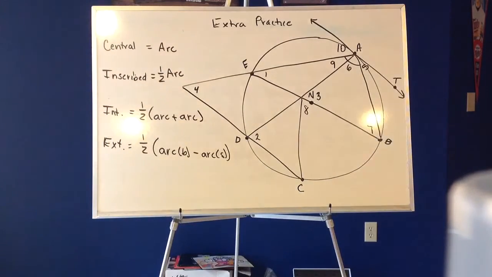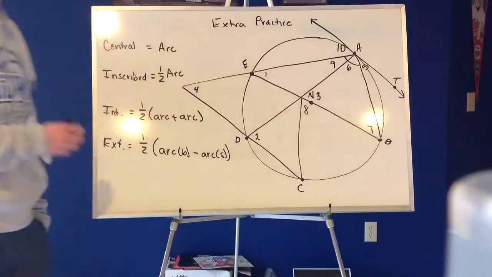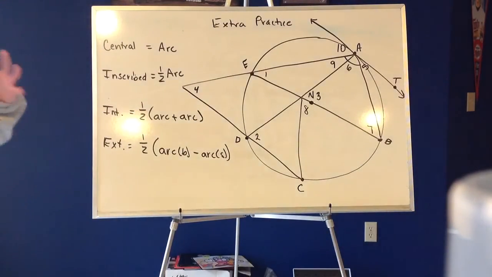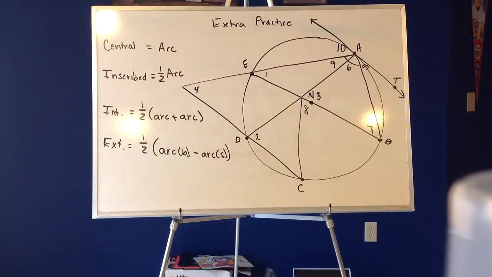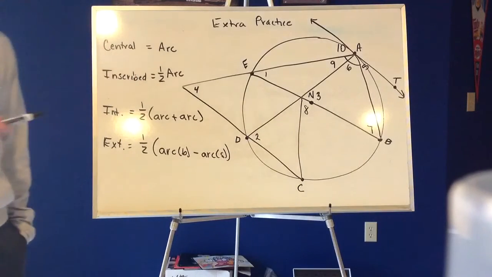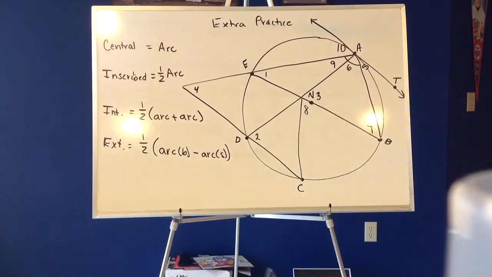There's 4 different types of angles that we talked about, and I want to review those with you real quick, and then we'll get to the picture. The picture might look a little intimidating, but when you break it down and look at each angle separately, hopefully I can help you out with that. So the first one we talked about was a central angle. Remember, central angles always equal their arcs. They will always have the exact same measurement.